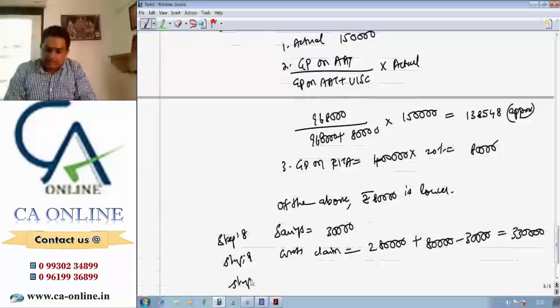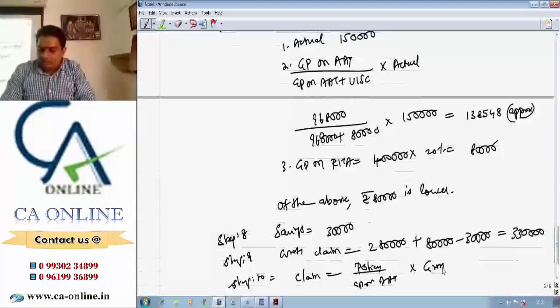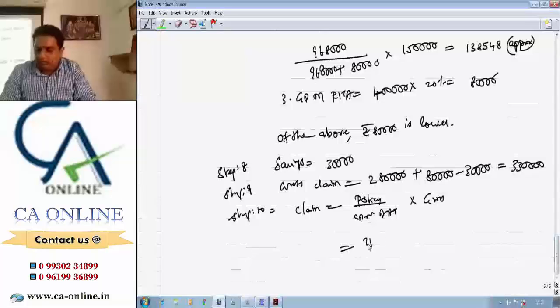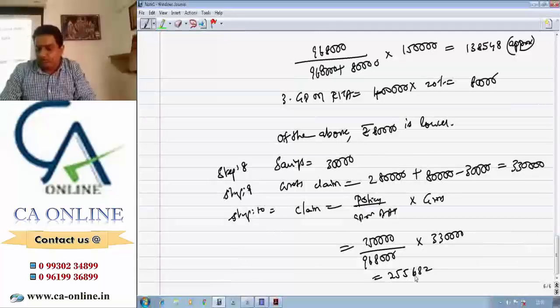Whether we need to apply average clause? Yes, because the policy amount is lower than GP on AAT. So claim equals policy amount over GP on AAT into gross claim: 7,50,000 over 9,68,000 into 3,30,000, which is 682.